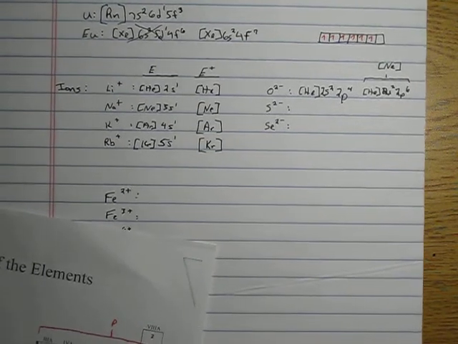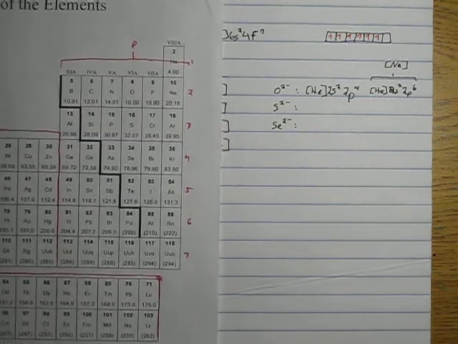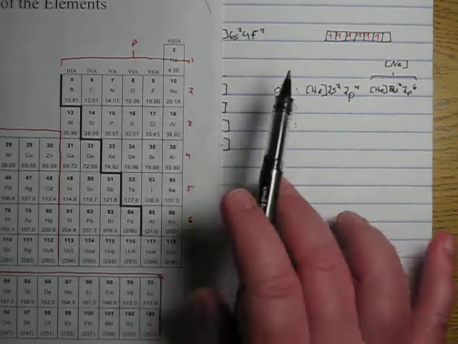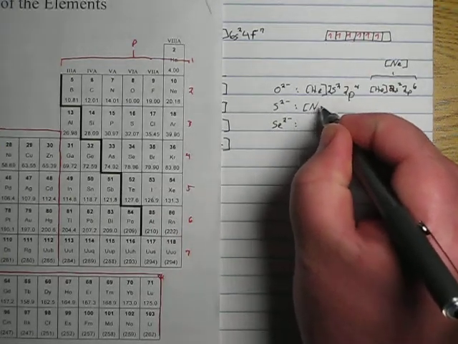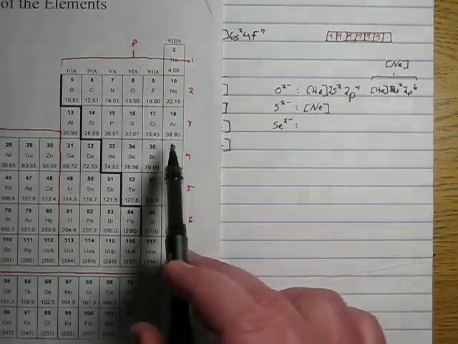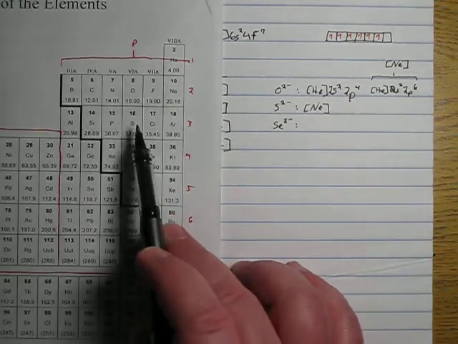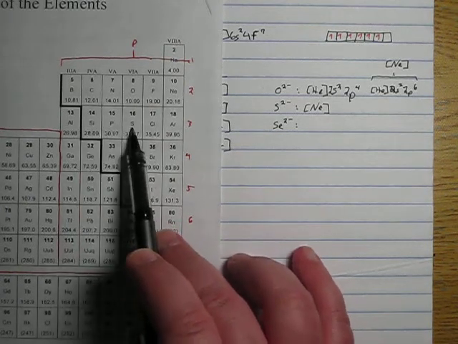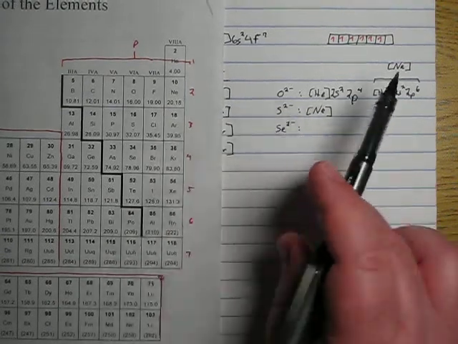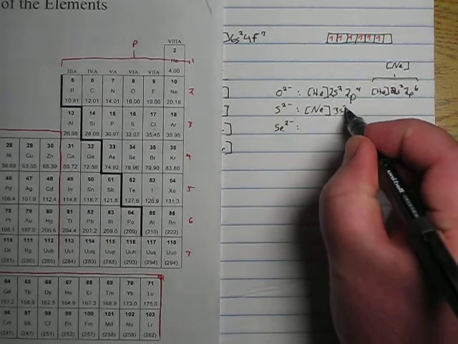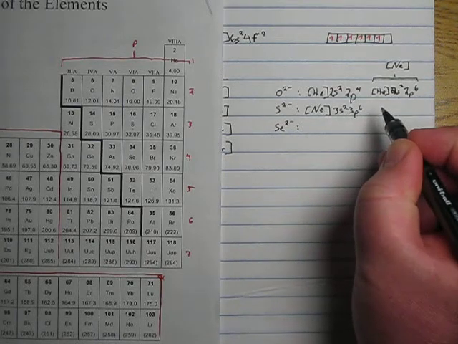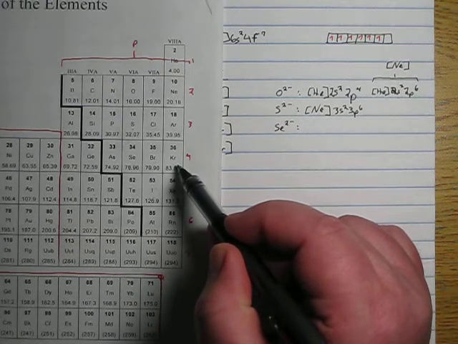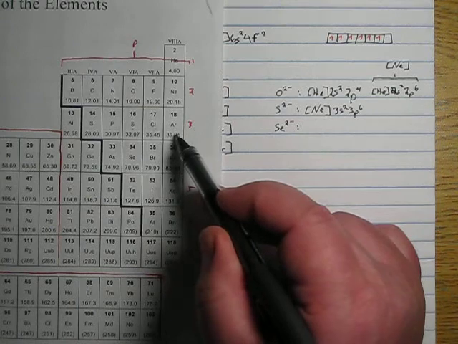All right, so next one, what do we have? S2 minus, right under the oxygen. Can we see that that will be neon core? We'll just take the shortcut there, but note that's going to be neon core 3s2 3p4, but we're going to add 2 more, so that'll be 3s2 3p6. Se2 minus is going to be isoelectronic with krypton, but I'm not going to write krypton core, I'm going to write argon core.